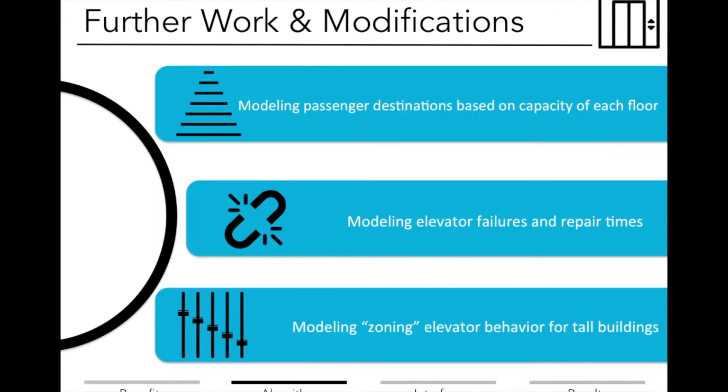While those are all our current assumptions, we would like to expand our model's capabilities based on our client's specific needs. Ways to do this include modeling varied floor capacity, elevator breakdowns, and zoning behavior.